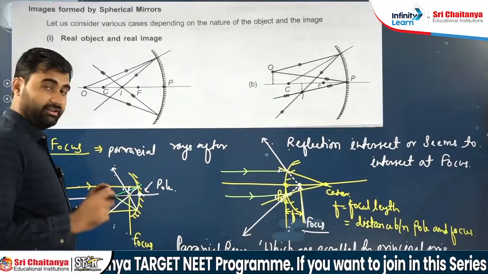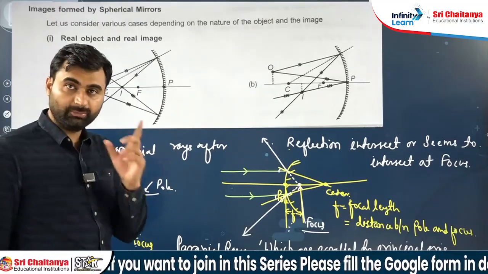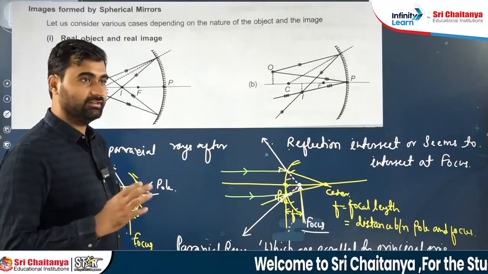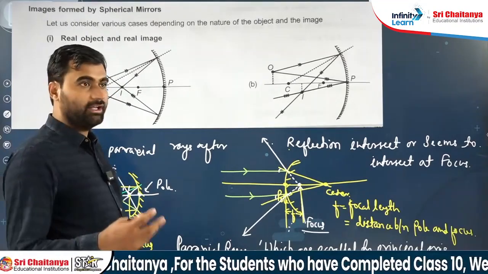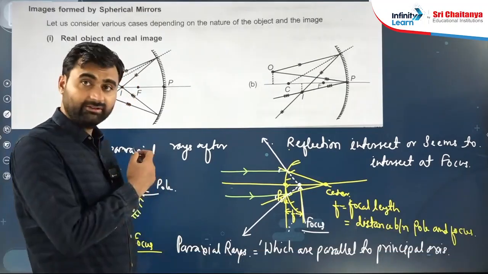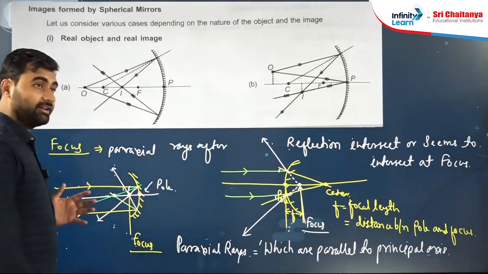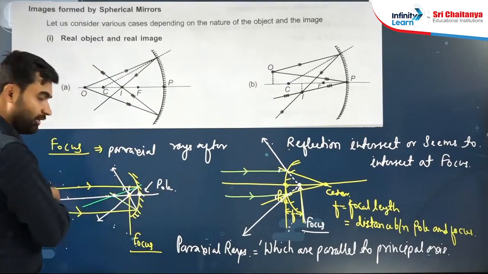Okay, now students, answer me this point. Focal length is positive for which mirror and negative for which mirror? Very simple. What I said earlier, we discussed sign convention. Incident ray direction positive means this direction is positive and this direction is negative.